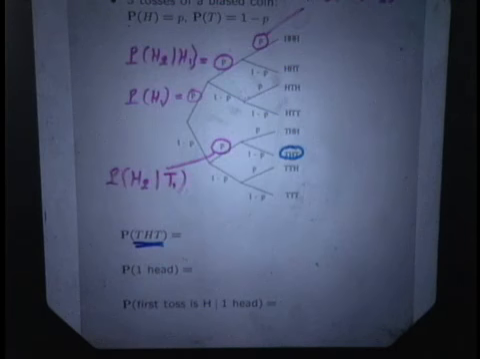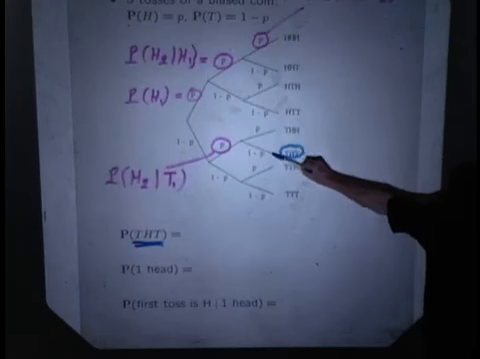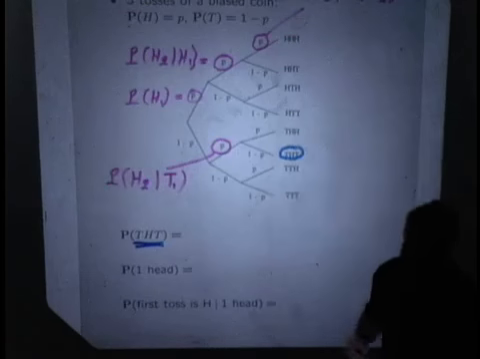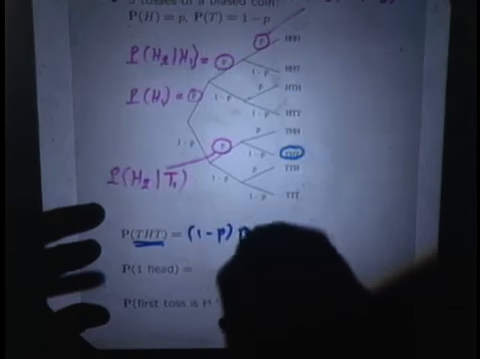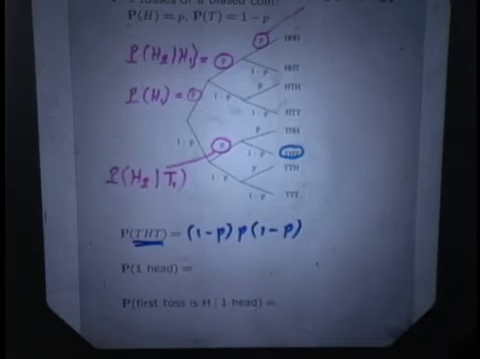And the way we calculate such a probability is by multiplying conditional probabilities along the path that takes us to this outcome. And so these conditional probabilities are recorded here. So it's going to be 1 minus p times 1 minus p. So this is the multiplication rule.